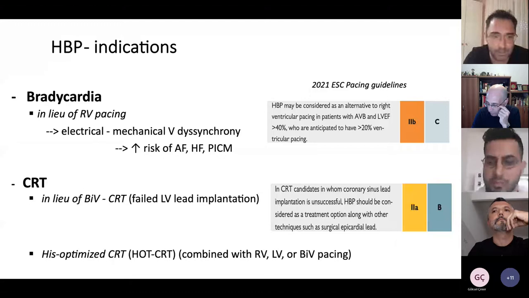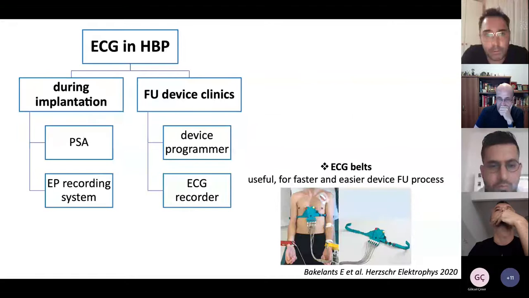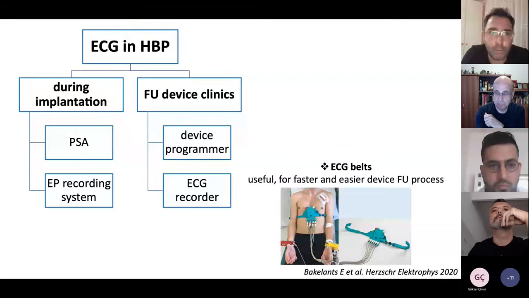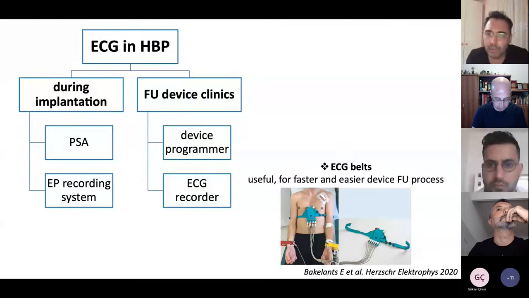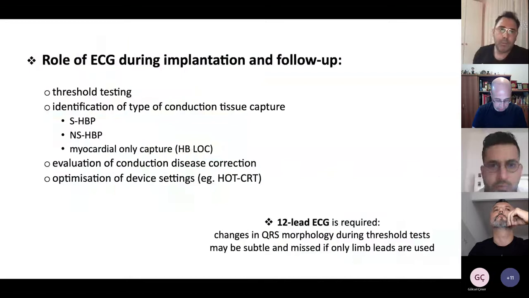So the ECG can be used during His bundle pacing implantation with a pacing system analyzer or using an EP recording system, and it plays an important role during the follow-up device check, using the device programmer or the ECG recorders, a simple ECG machine. But it has also been suggested that some ECG belts are useful for faster and easier device follow-ups. So the role of ECG during implantation and follow-up is threshold testing.